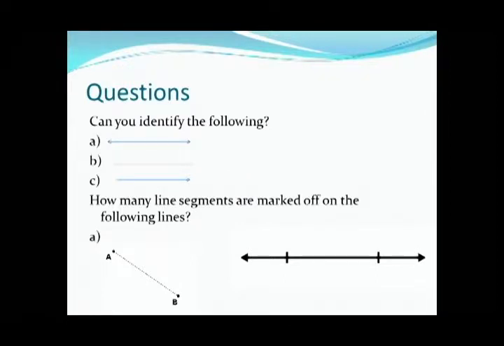Now let's look at the others below. How many line segments are marked off on the following lines? A to B. Remember when we were looking at the number line, we have one line segment there and it is labeled A to B. The other, how many line segments are marked there? We also have one line segment on that line there.